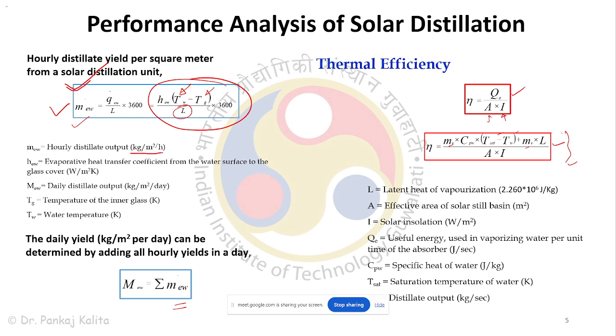So you need to keep this formula in mind. And efficiency, we already know how to calculate efficiency. Whatever energy is required to heat the water up to 100 degrees Celsius, plus the latent heat of fusion, that will be your actual output, the heat required, the useful energy. And your input, you know already: whatever solar radiation is falling on the particular area of your solar desalination setup. So these two formulas you need to remember.